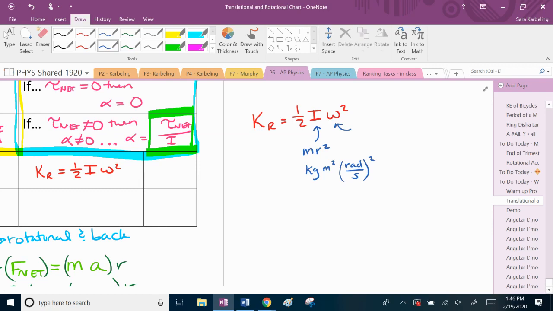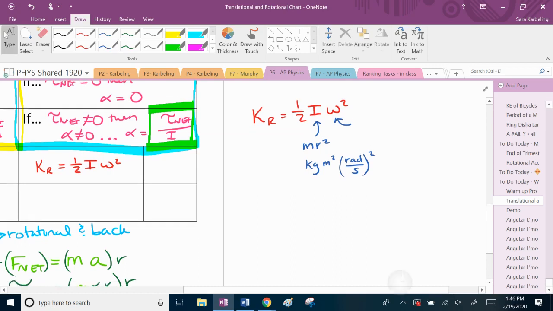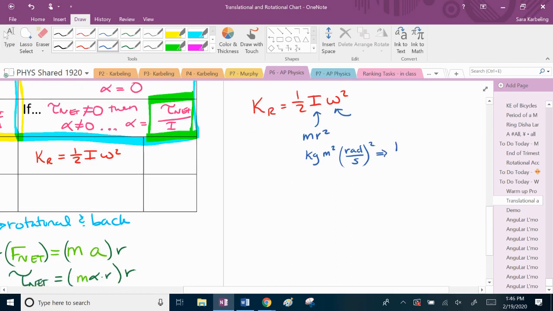Remember we talked about how radians are nothing? They're not anything, right? It's just a ratio, just a placeholder for a ratio. So we can get rid of the radians. So really this is going to be kilogram meter squared per second squared. So that's nicer. What's that? It's a Newton meter.